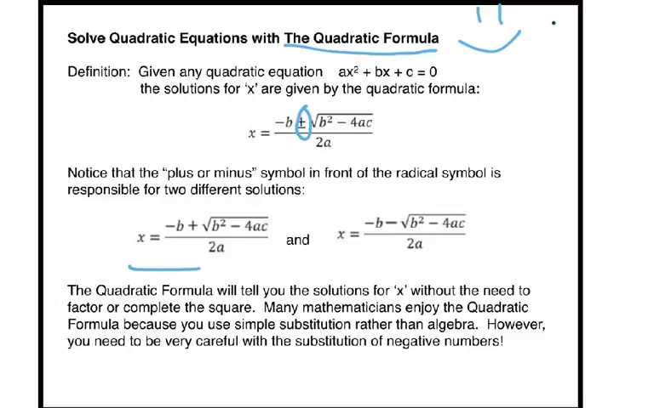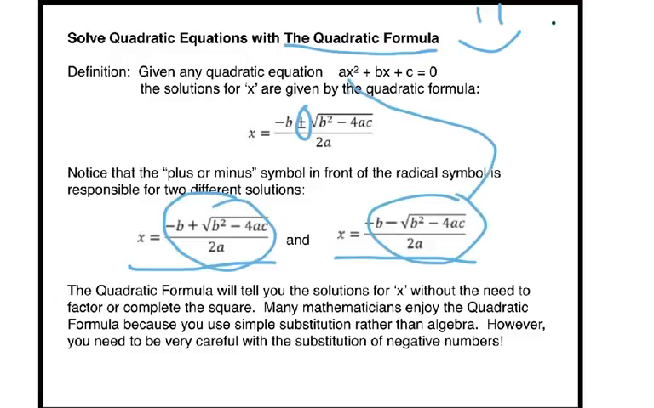The first solution for x is negative b plus the square root of b squared minus 4ac all over 2a. And the second solution is negative b minus the square root of b squared minus 4ac all over 2a. These are the two different answers for x that you can plug in to the original equation for x, and it will in fact equal 0. The quadratic formula will tell you the solutions for x without the need to factor or complete the square.